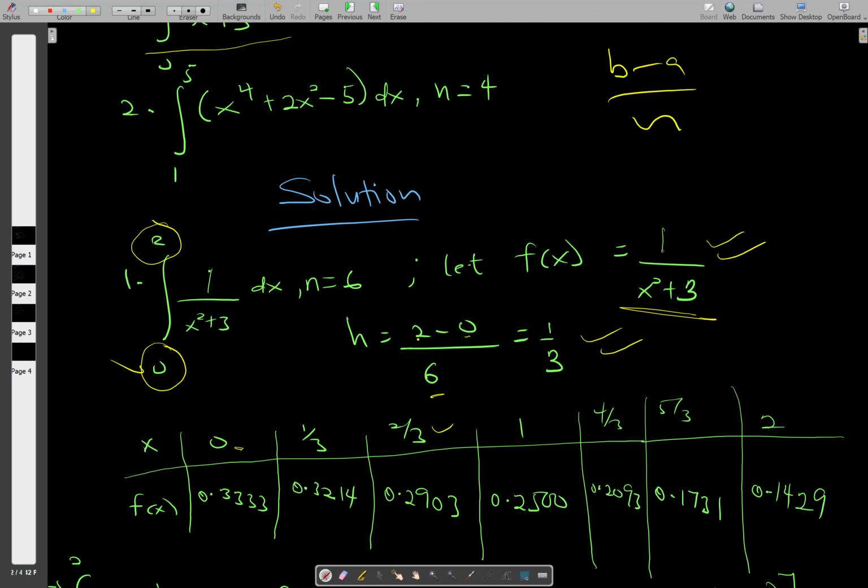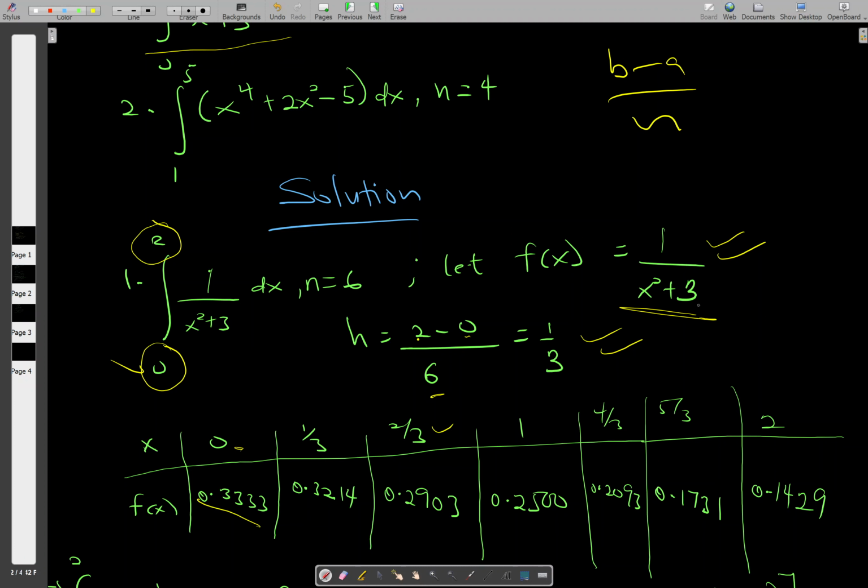We approximate to 4 decimal places to get 0.3333. When x is equal to 1/3, then f of 1/3 will be 1 over (1/3) squared plus 3. When you simplify, you get this. In all of them, we just substitute the values of x into our integrand. We can now apply the trapezoidal rule.